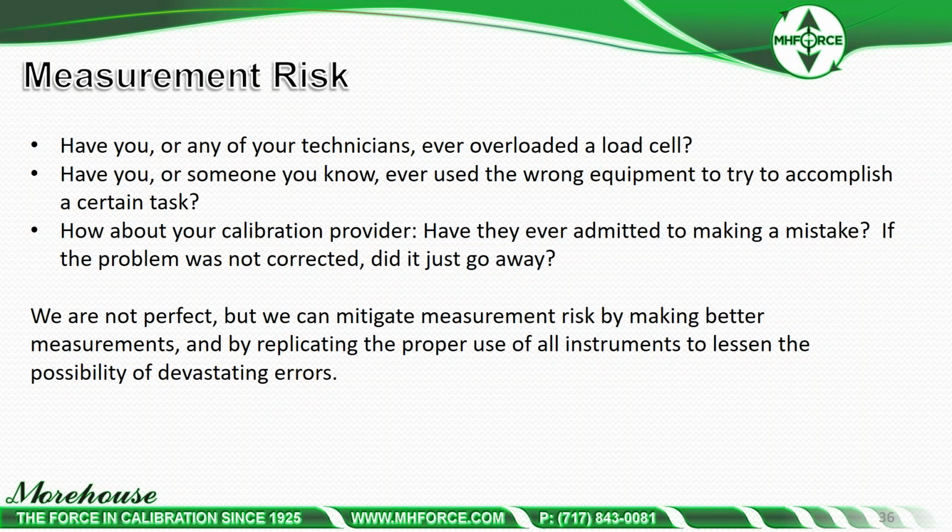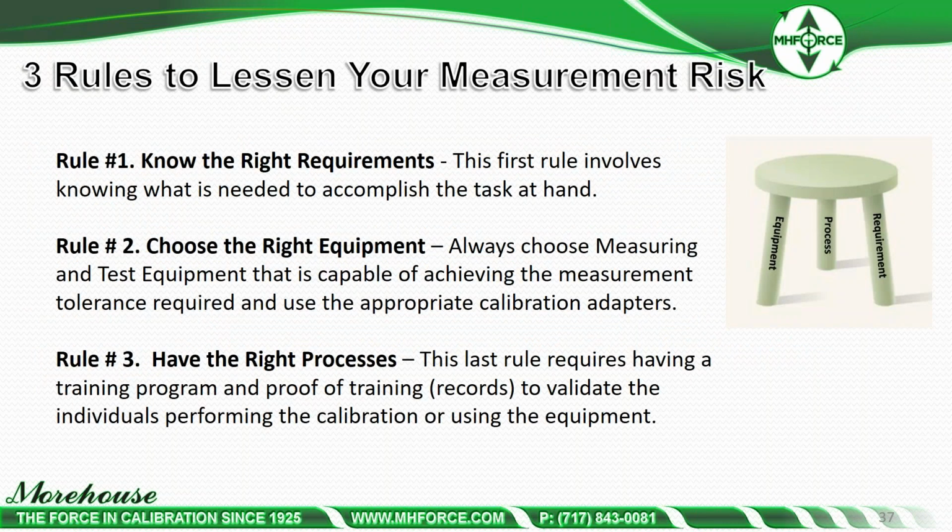You can go through the probability times the impact and say, hey, if this goes bad, we're going to have an angry customer and that impact is high. Or you can say we're going to have a bad measurement and that impact's even higher. So there are 3 things you can do to lessen your measurement risk.